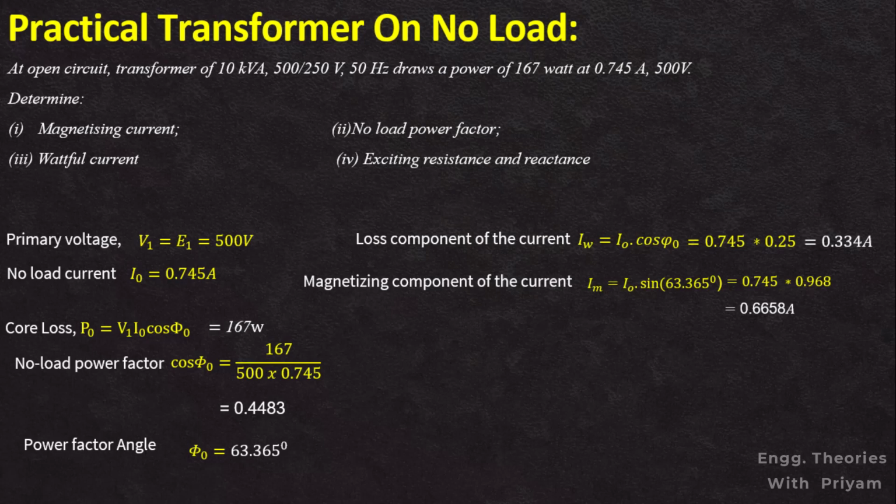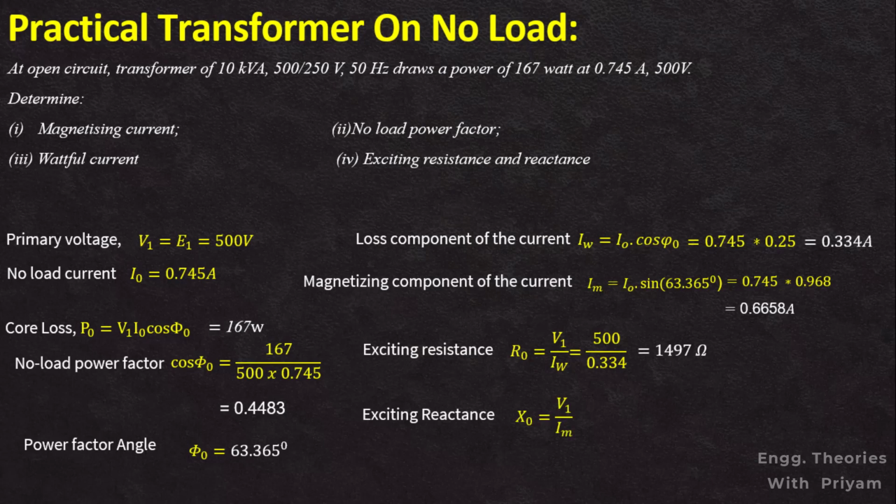Again, we can calculate the exciting resistance R naught as V1 by IW, which will be equal to 500 divided by 0.334 ampere, or 1497 ohm, and exciting reactance X naught is equal to V1 by IM, which is equal to 500 divided by 0.6658 ampere, or 750 ohm.